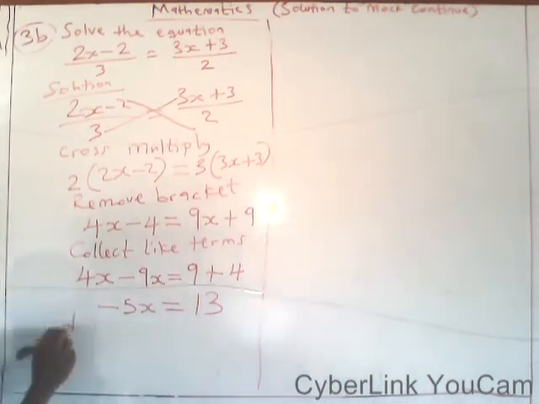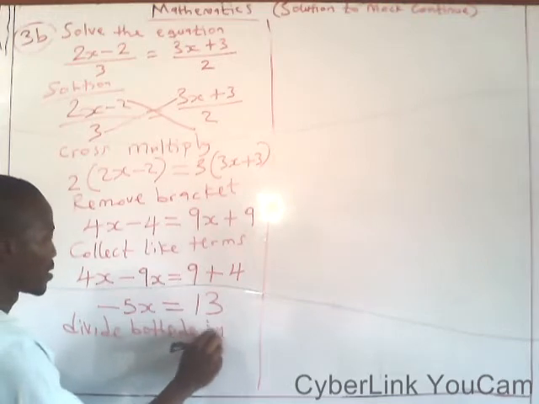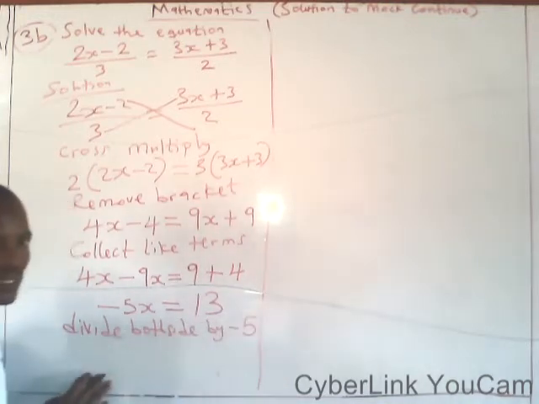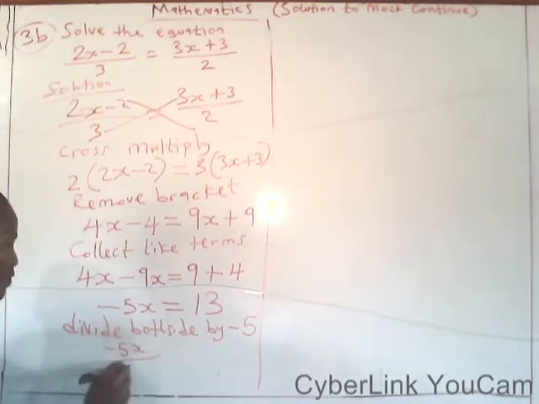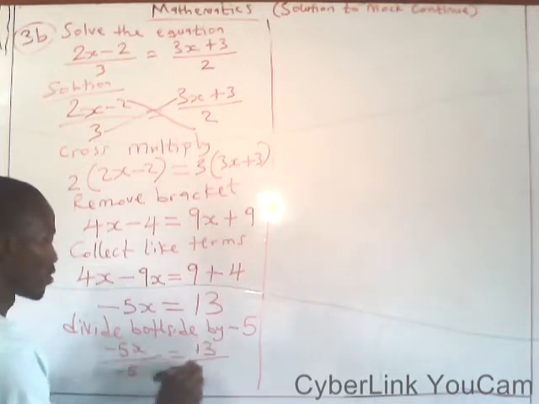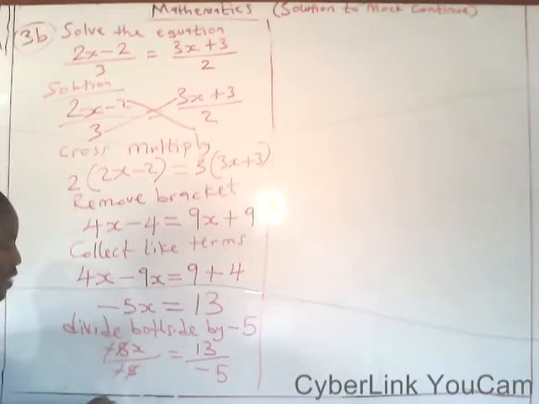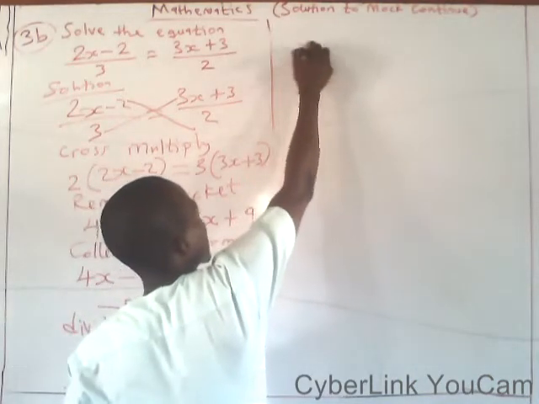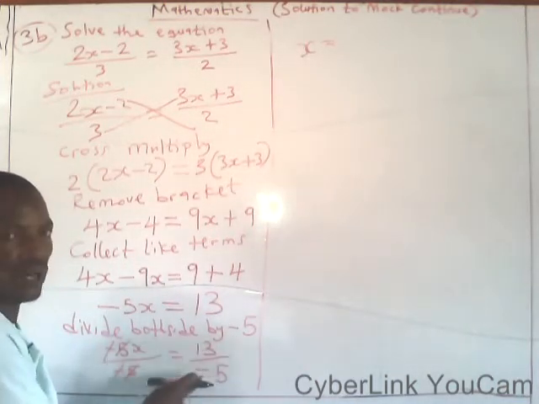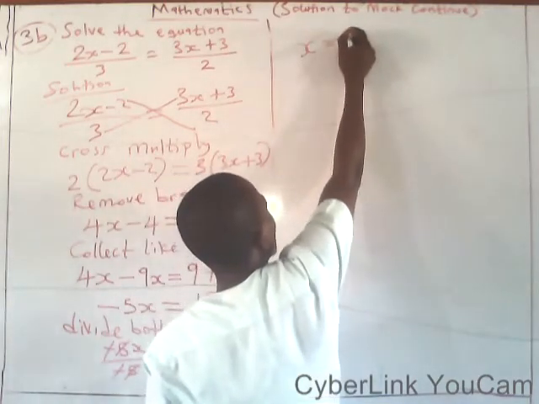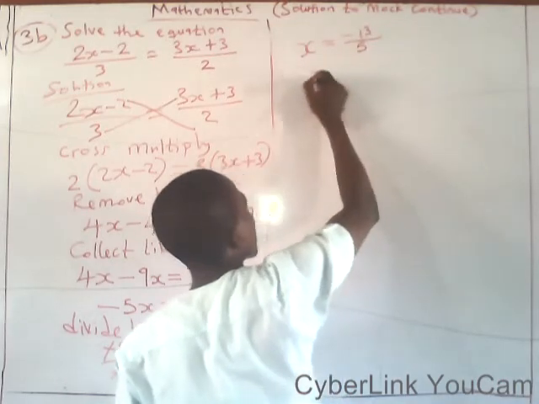we are going to divide both sides by minus 5. If you are dividing both sides by minus 5, we are going to have minus 5x over minus 5 is equal to 13 all over minus 5. Minus will cancel minus, 5 will also cancel 5. At this particular side, we are left with x is equal to 13 all over minus 5. And if you have minus 13 all over 5, this is a what?